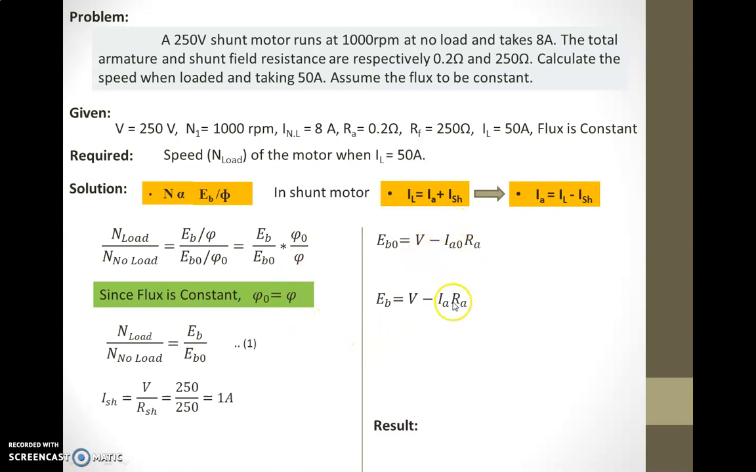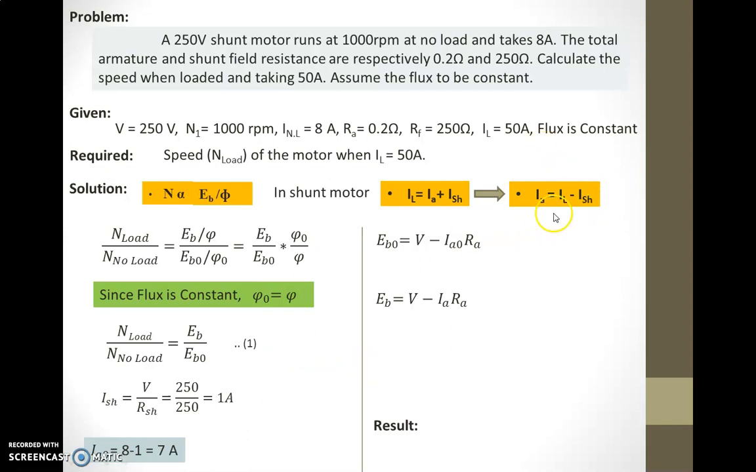To find the value of IA and IA naught, first we have to find the value of shunt current, that is field current. Shunt current is the ratio between the supply voltage and shunt resistance. The value of supply voltage is 250 and the value of field resistance, which is equal to shunt resistance, is 250 ohm. So 250 divided by 250 is equal to 1 amp. This is field current or shunt current.